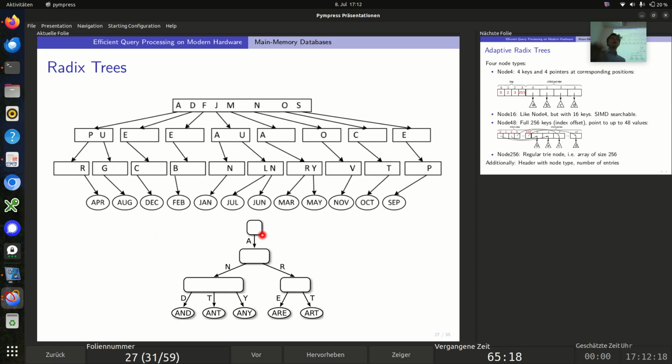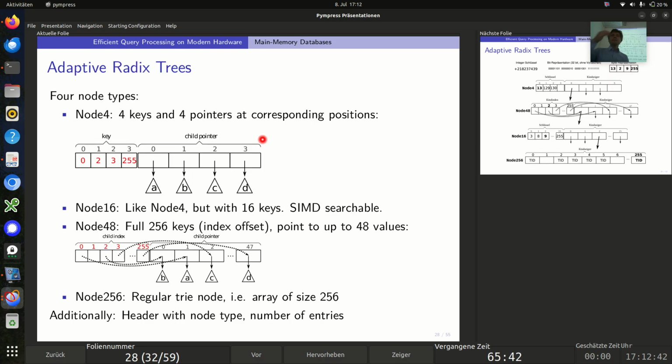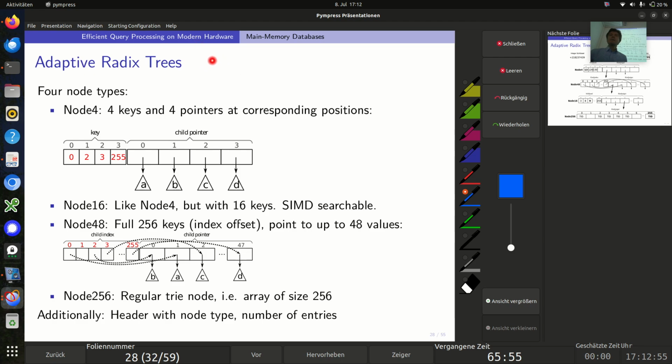Okay, so radix tree, I think everyone understood it, right? It's so easy and really nice to use. And then there was one colleague, and he said, how can we optimize a radix tree? He wanted to optimize it for cache locality, and he said, let's have 4 kinds of nodes. The regular trie node is the node 256, and the idea is that we split up the keys.